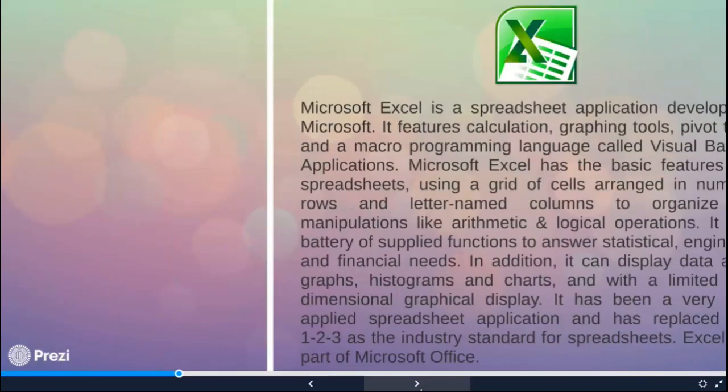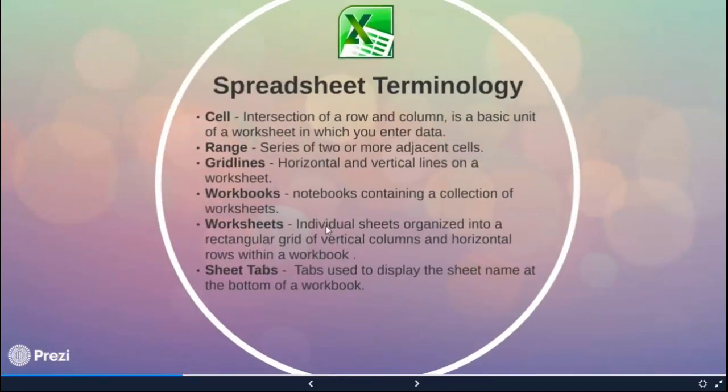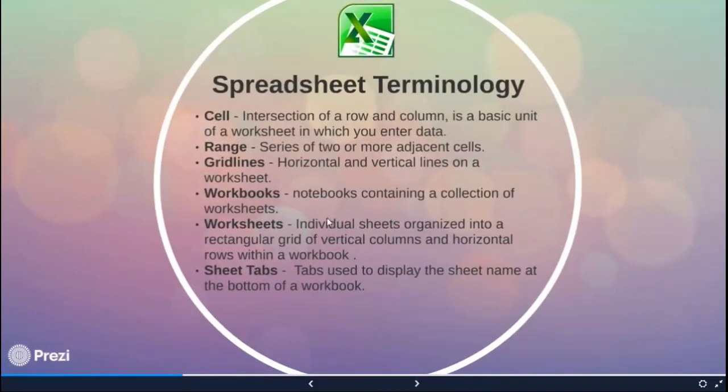Going to the next slide are the terminologies in spreadsheet. Cell is the intersection of row and column. Range, these are series of two or more adjacent cells. When you select two or more cells, that's what we actually refer to as a range. The cells that are selected are under the range.